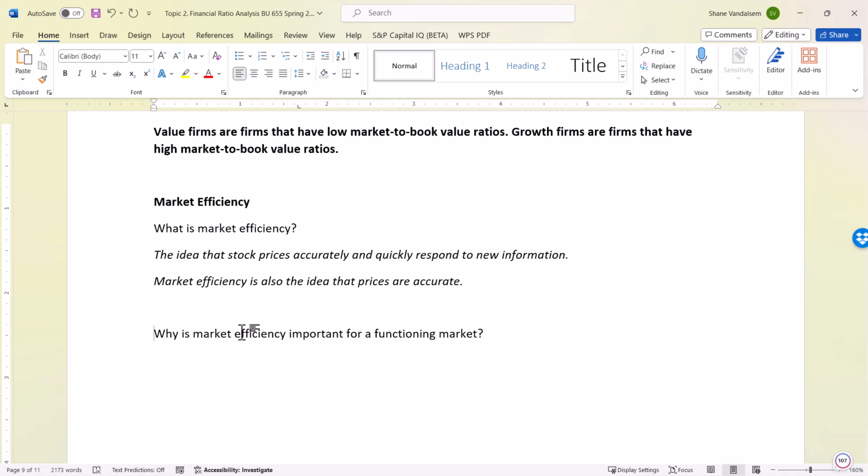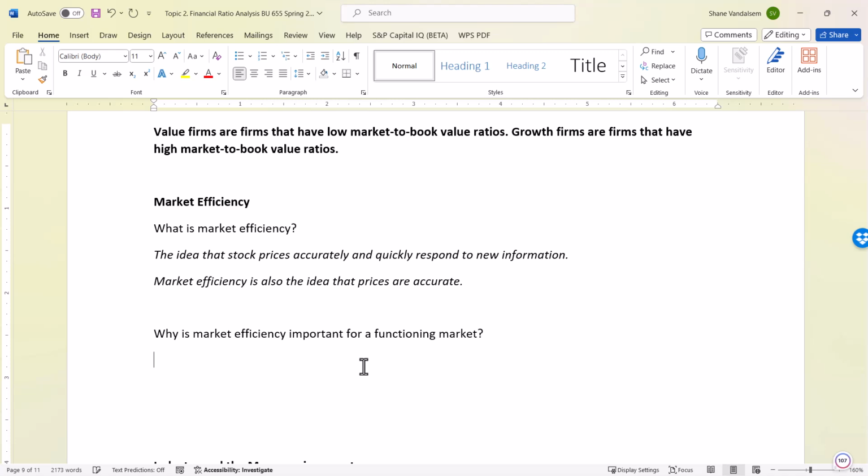The price of a house, does that price that you see in the marketplace accurately reflect the value of that house? Does the price of a car that you see on a car lot accurately reflect the value of that car? Why is market efficiency important for a functioning market? If people don't trust prices, then people will slow down their decisions. They won't trust their decisions on buying and selling assets, and so that slows down the process. It creates frictions within the market.